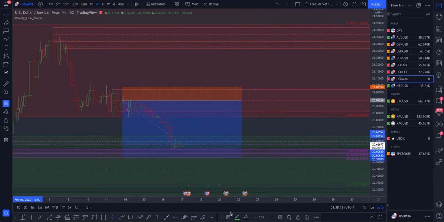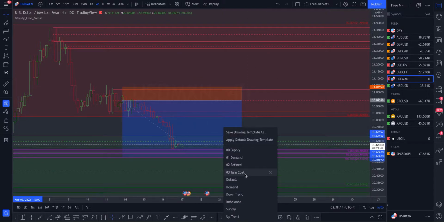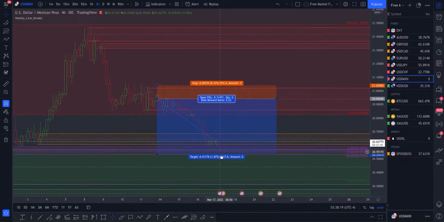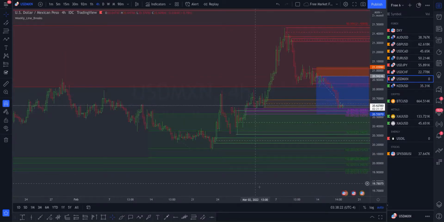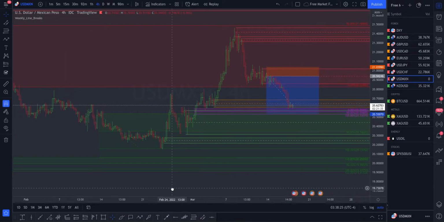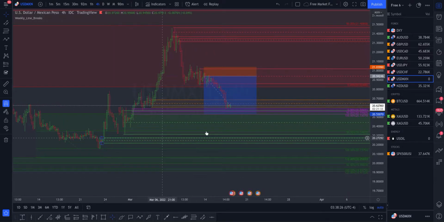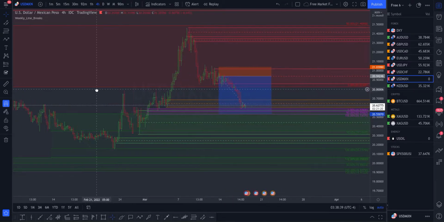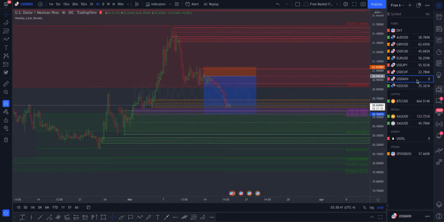This is basically a turncoat. Okay, maybe it'll push down to continue to fill that imbalance, and maybe even go a little further into this 4-hour demand's equilibrium. All right, and maybe we can take a trade going to the upside. Okay. But that one is played out to the bias.